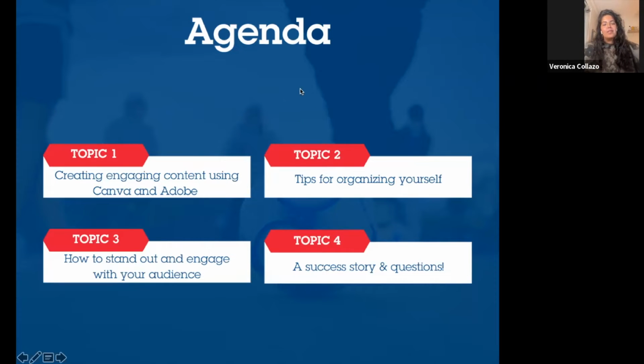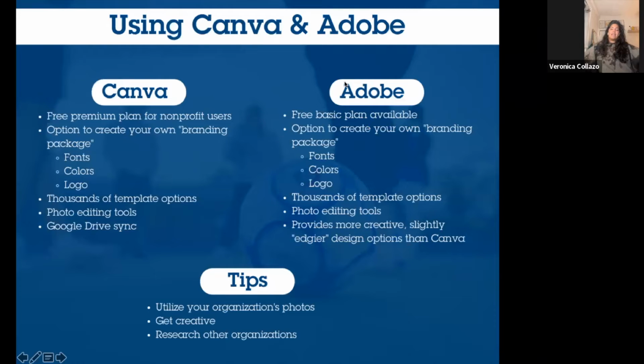So topic number 1, using Canva and Adobe. There are a lot of platforms that you can use to create content on social media. When I initially started at our organization, I was using primarily Google Drawings, which was helpful in some ways and definitely not helpful in others; it kind of limited what we were able to do. Chloe remembers how ridiculous our early flyers used to look that came from Google Drawings.